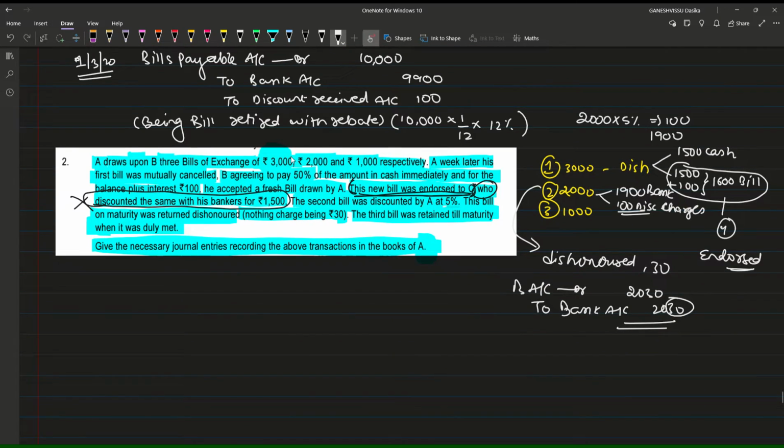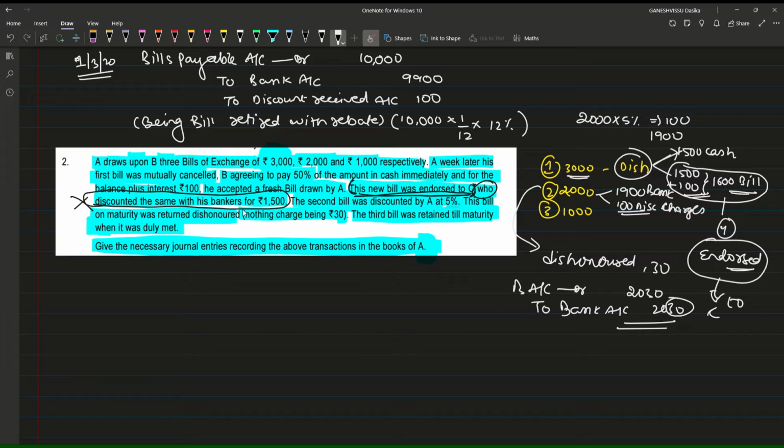Simple question only. Let me explain once again. The first bill has been dishonored within a week, in which 50% of the amount was payable in cash, and 50% of the amount together with the interest, another bill was drawn on B, and this you can call the fourth bill. The fourth bill has been endorsed to whom? To C. Endorsed to C. Okay. Next, C has discounted with the bankers. No need of that one.